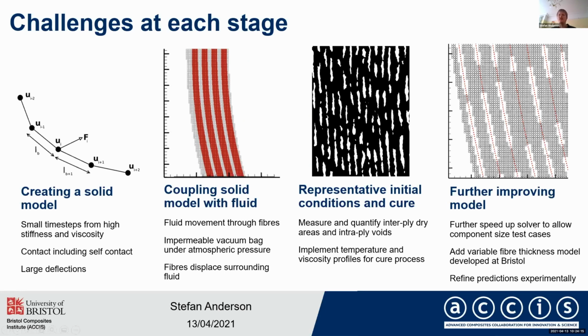In terms of what's next, we need to speed up the solver a bit more, decrease the time step a bit further, and scale up to larger test cases, as you'd expect. We're going to add a variable fiber thickness model developed at Bristol by Jonathan Belnu, which should help as well. And finally, we need to validate our predictions experimentally.